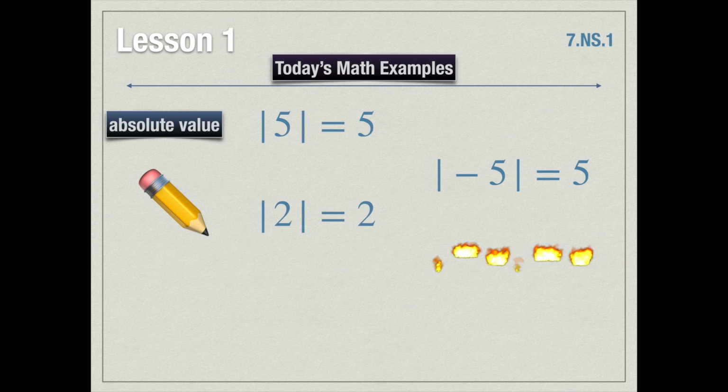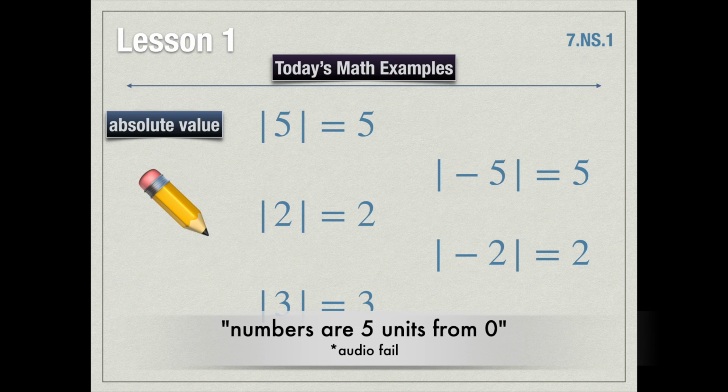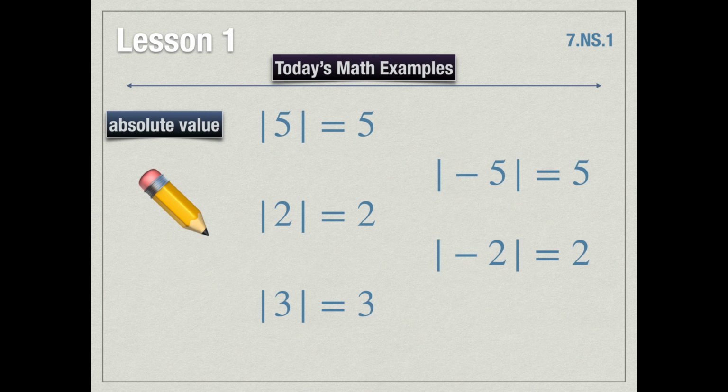So on this page you see the absolute value of 5. Those straight up and down bars next to that 5 means absolute value of 5, and it equals 5. The same thing holds true for negative 5. The absolute value of negative 5 would also be 5 because both the absolute value of 2 is 2 and the absolute value of negative 2 is also 2. The absolute value of 3 is 3 and the absolute value of negative 3 is also 3.